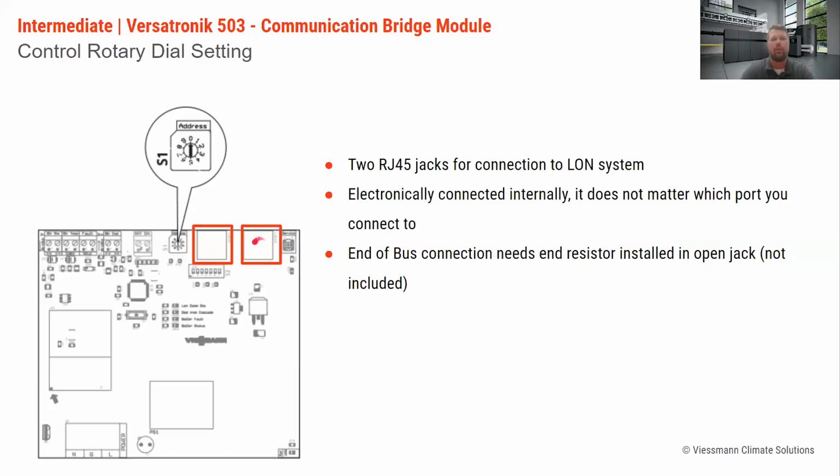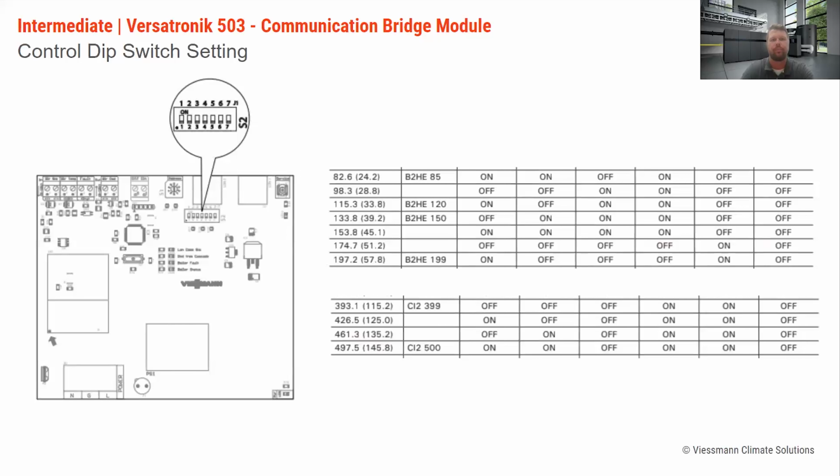The end of line resistor is not included with this package, as it should already be installed on the current boiler that you would be removing and replacing with the newer E-series boilers. So make sure we do grab that end of line resistor off of the old boiler so that we can put it back into the new boiler in this 503 control.